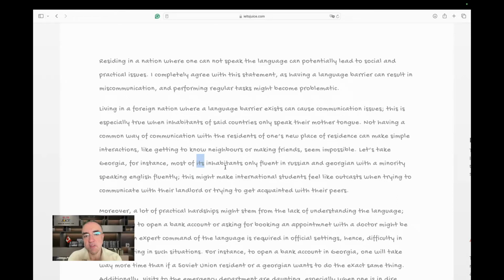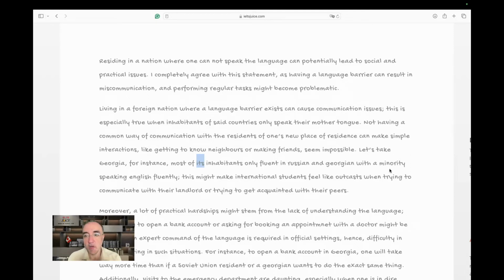Most of its inhabitants only fluent in Russian and Georgian. Where's the verb? Most of its inhabitants are only fluent in Russian and Georgian. We have a missing verb. Missing verbs is usually considered a bad error.